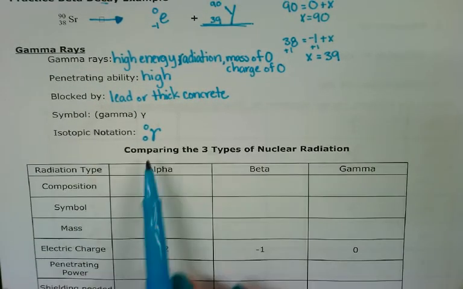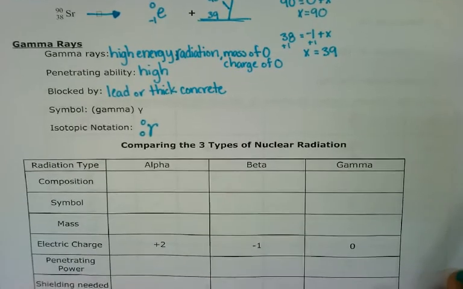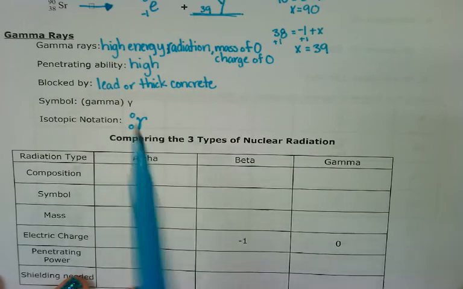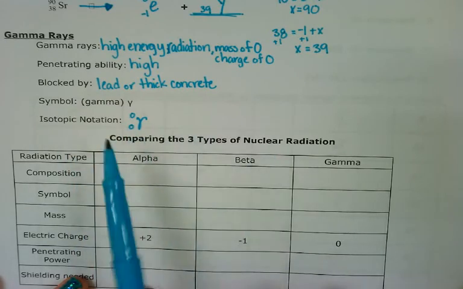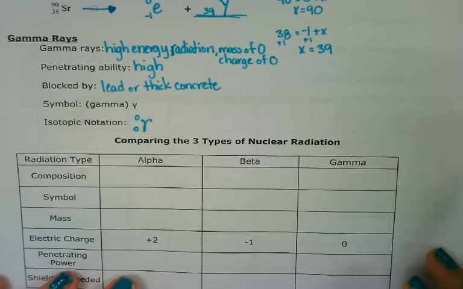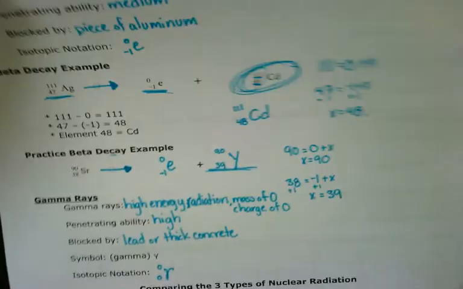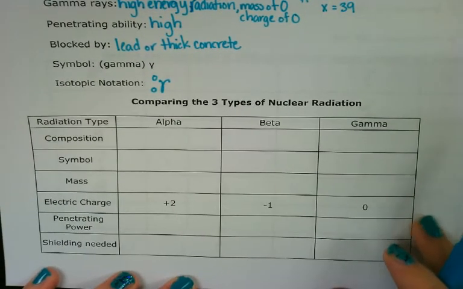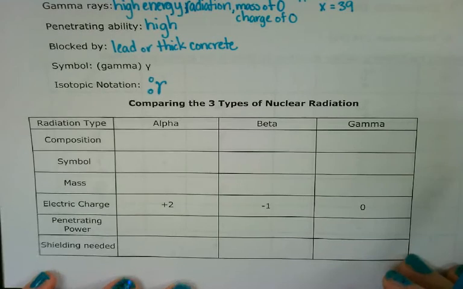Any reaction. So, fantastic. We're not going to do any examples for gamma ray decay because, I mean, it's 0, 0, and we're just not really going to see them. So, we're going to move on to our table comparing the 3 types of nuclear radiation.